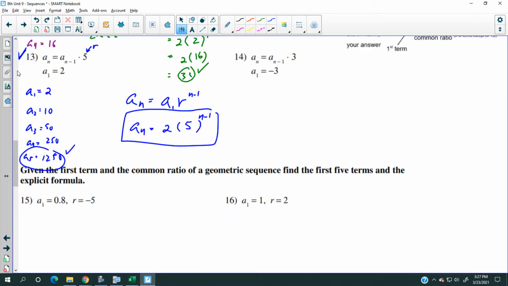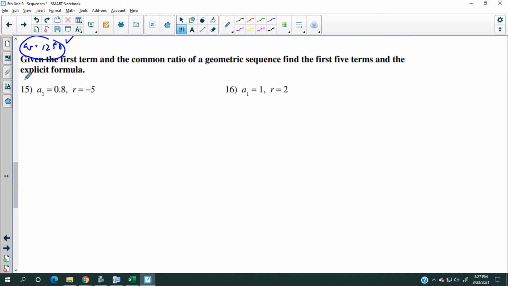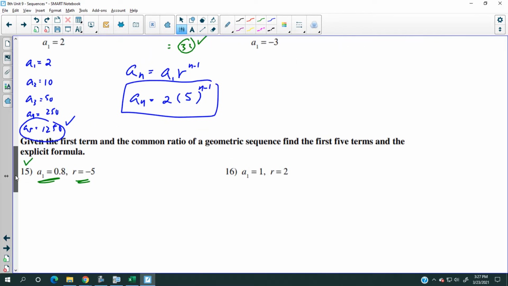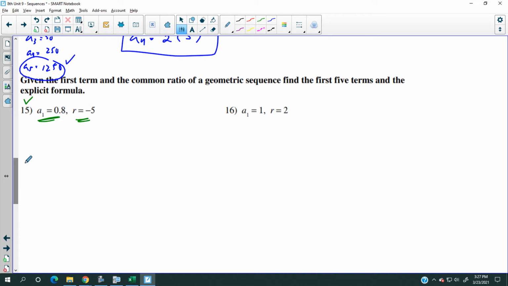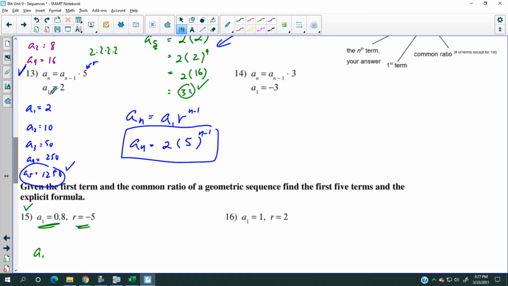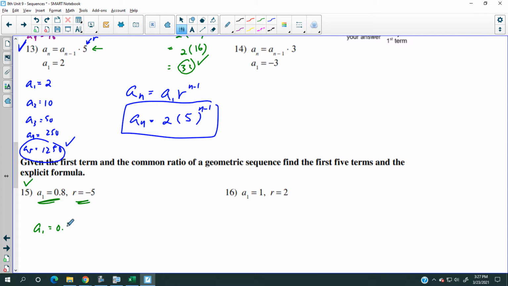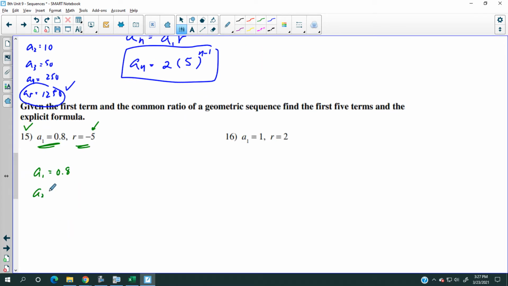I know this is a long video. Now, given the first term and the common ratio, they want the explicit formula. They're not giving you the recursive formula, but they made it easier because they just gave us the first term, 0.8, and they tell us the common ratio is -5. So the second term would be 0.8 times -5.